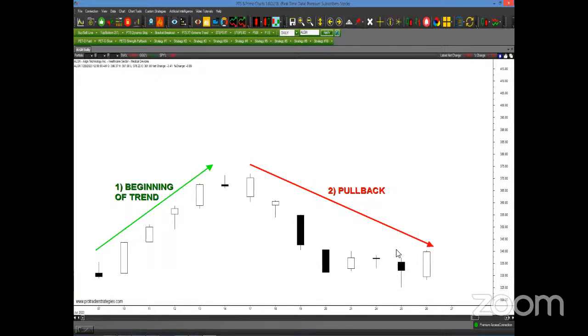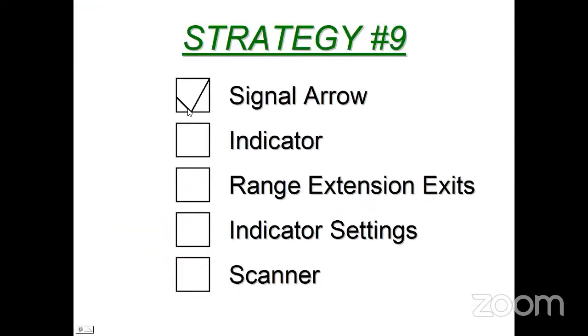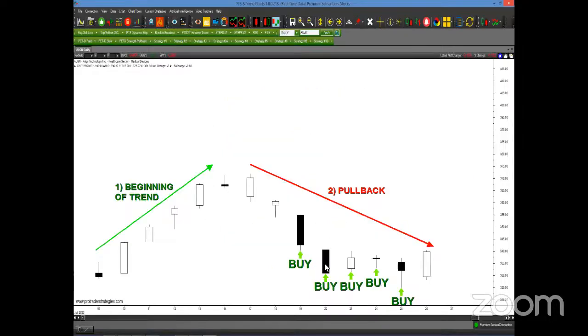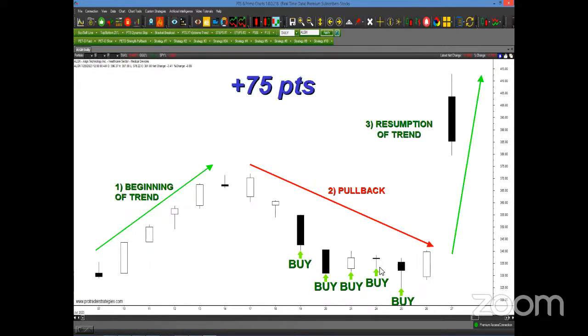During this phase, you want to click on strategy number 9 on our platform and see if there are any buy signals being generated. Click on strategy number 9. In the drop-down menu, click on signal arrow. And we see that once again, we have a cluster of buy signals right here. Cluster of them. And guess what? The stock gapped up nearly 75 points. Phase 3, the resumption of trend.